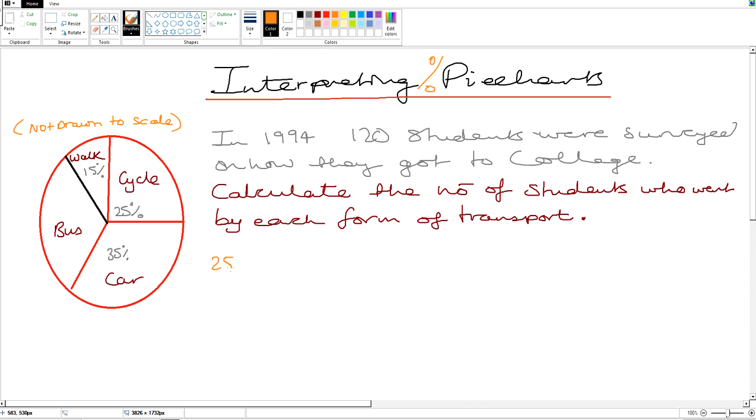25. So 25% of 120 students went by bicycle. Now, to work out 25%, we have to work out 1/4 of 120, because 25% is a quarter. So that will give us 30.